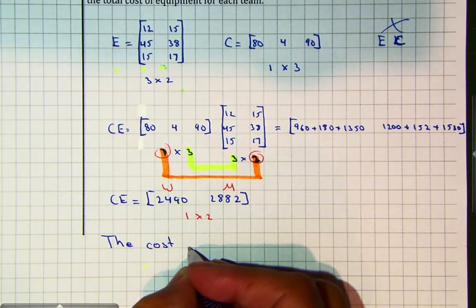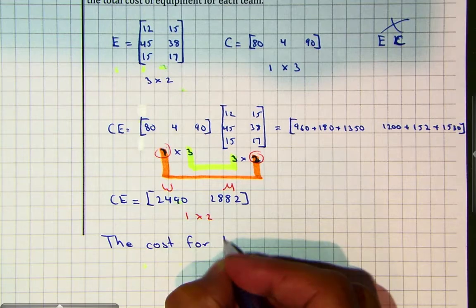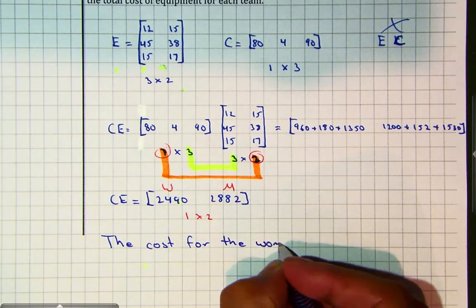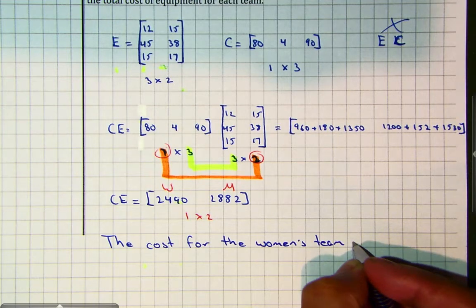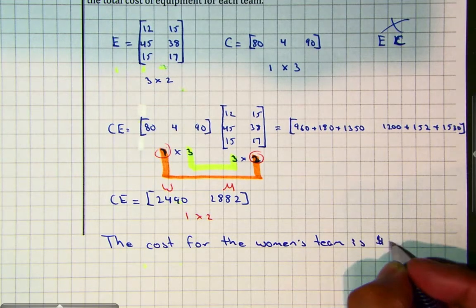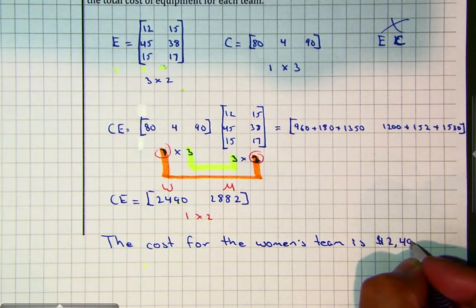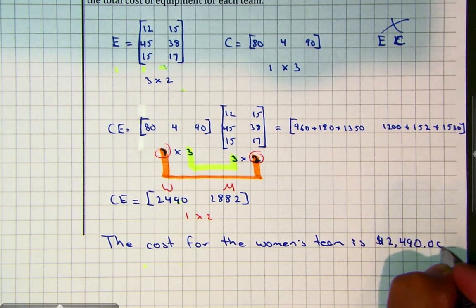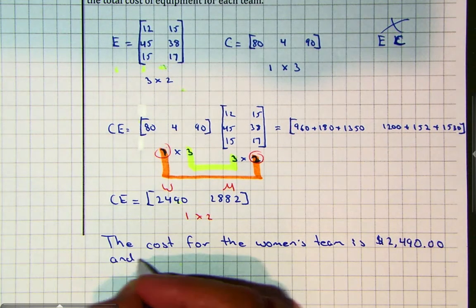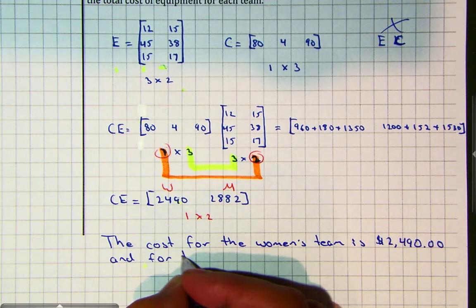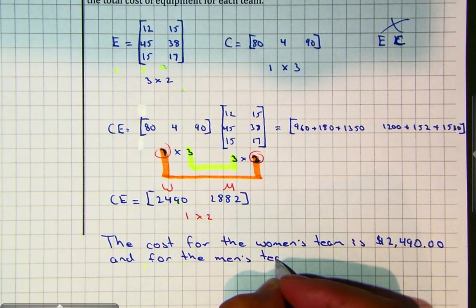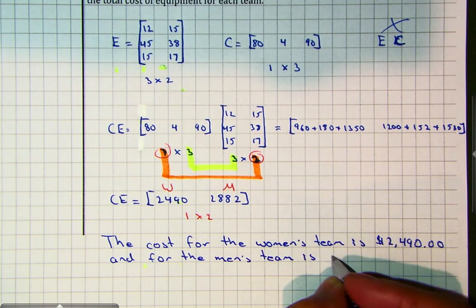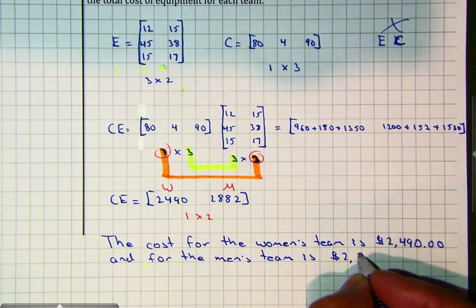for the women's team. Is $2,490, and for the men's team is $2,882.